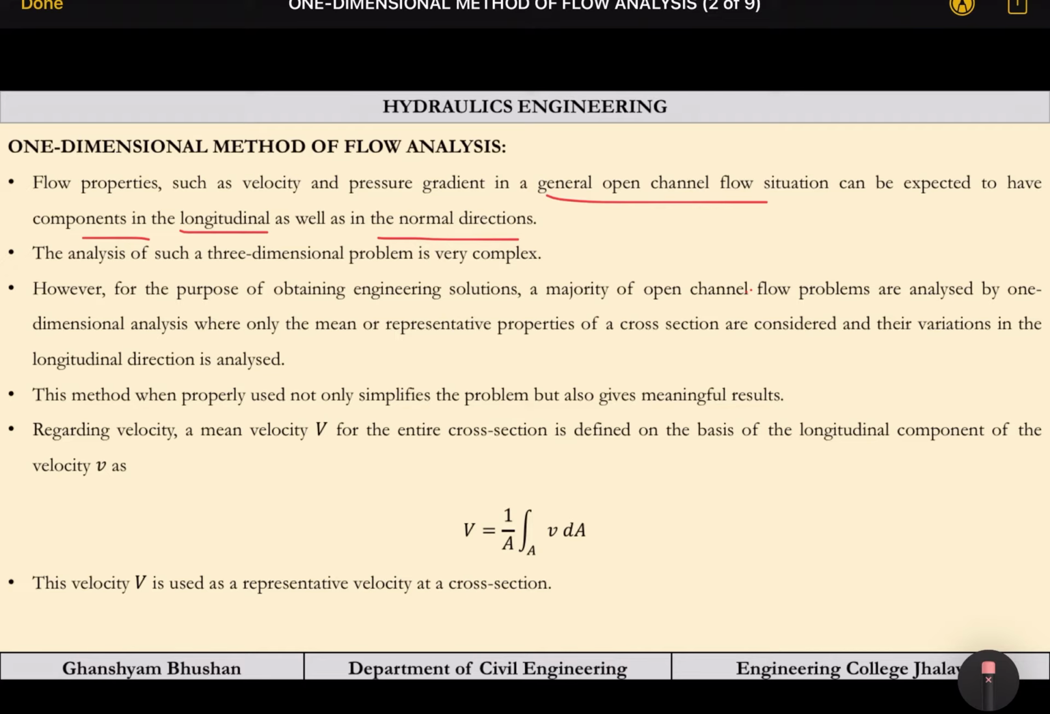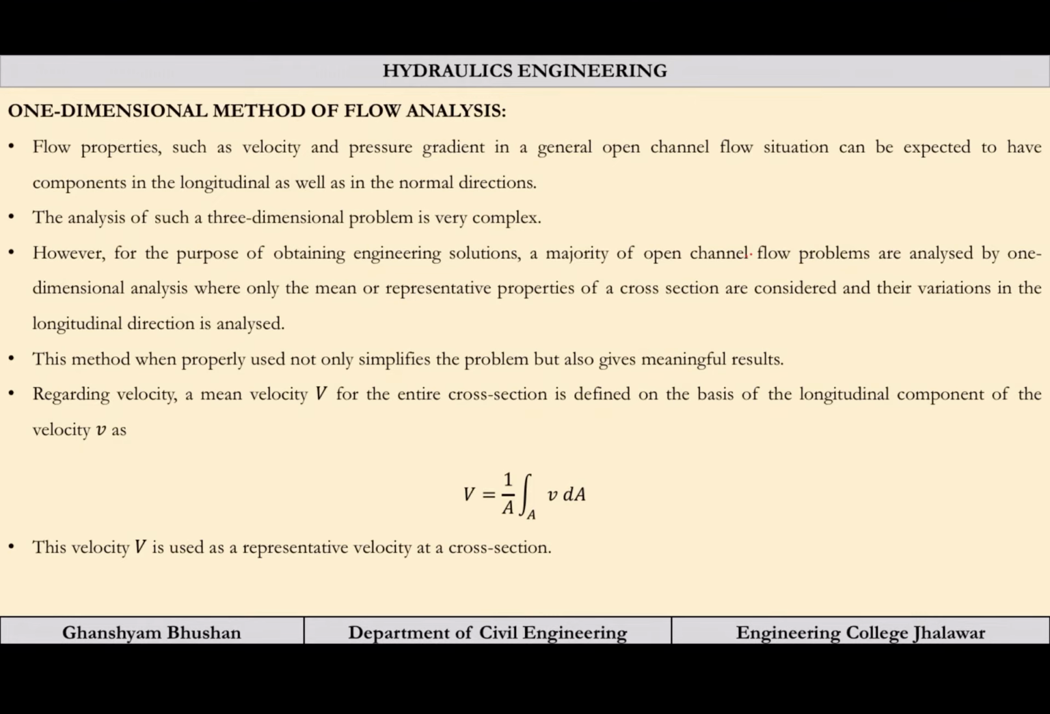Or if their effect is more, we can take the weighted average and obtain a representative quantity, so that we can replace all the parameters by that representative quantity, and after that we can analyze the other parameters. So only one representative parameter out of all the parameters we are going to treat. This method, when properly used, not only simplifies the problem but also gives meaningful results.